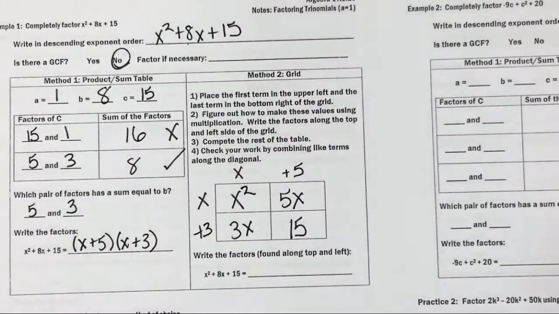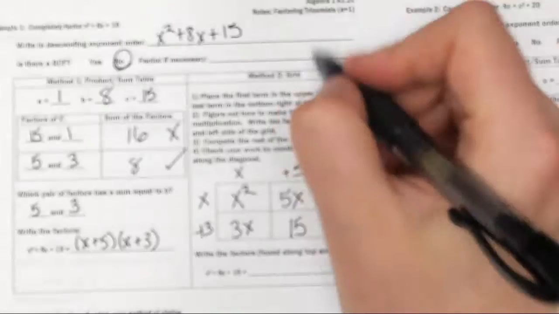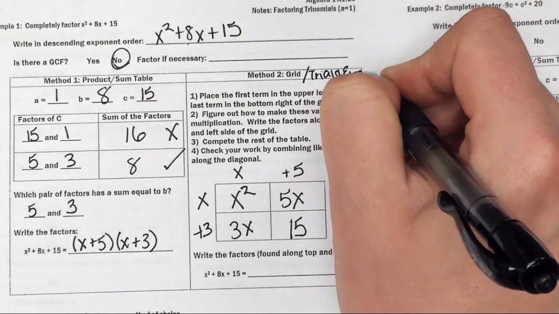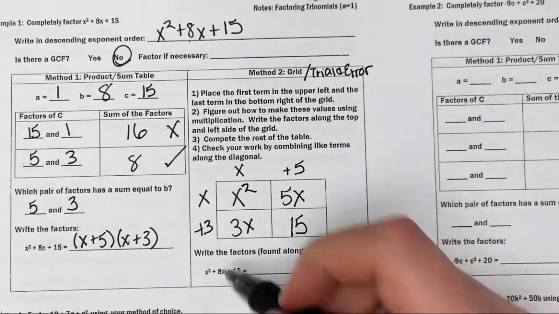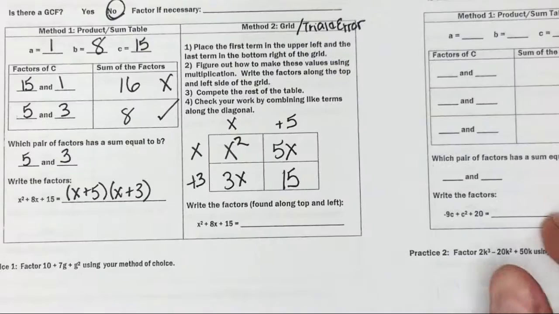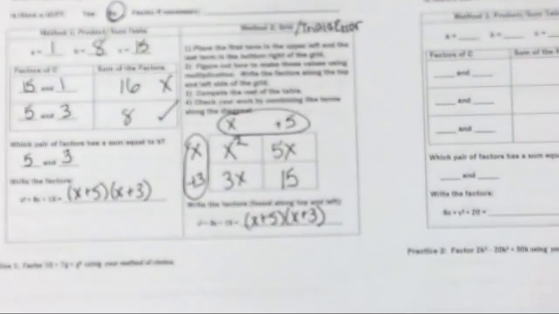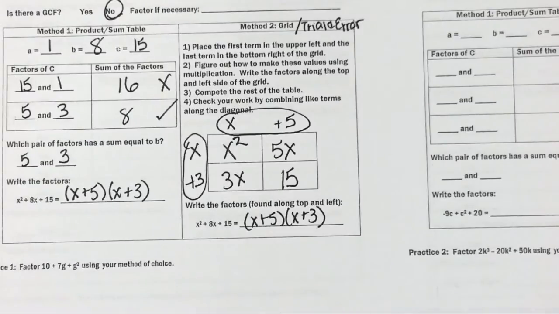This is more like a trial and error method. If your first grid doesn't work, you cross that grid out and you try it again. So my two factors are going to be along the edges now. I have an x plus 5 and an x plus 3. And that's what my two factors are.